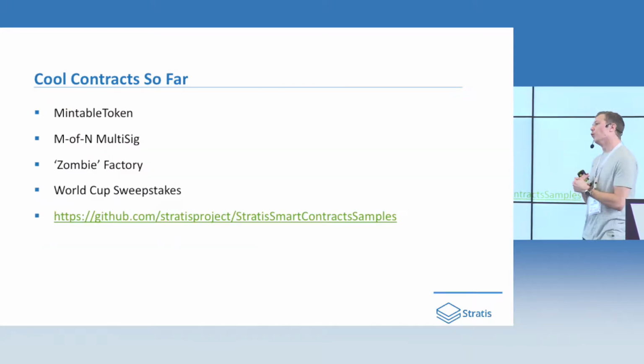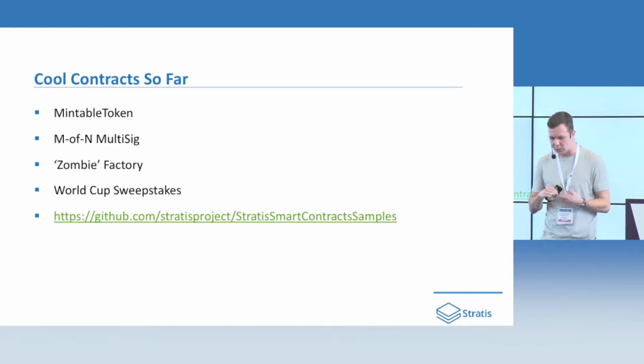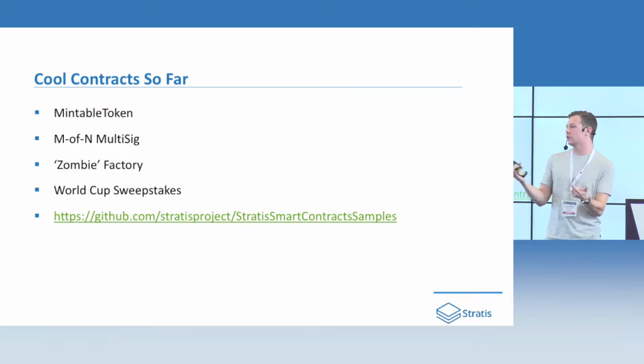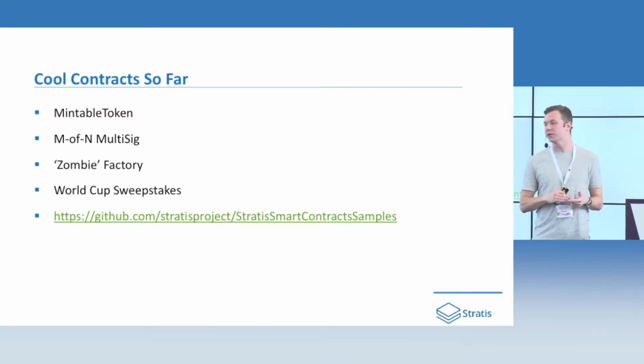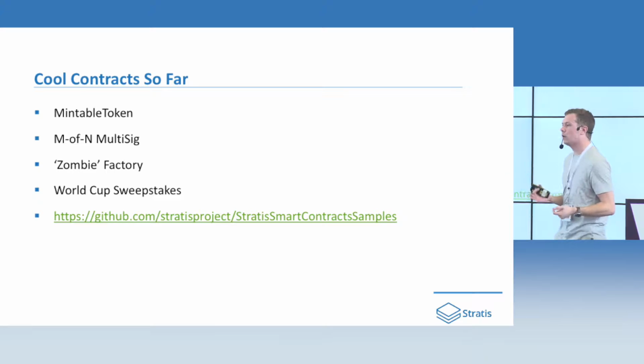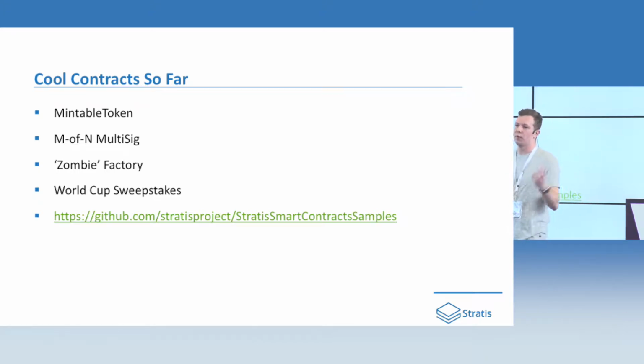So we've had a range of cool contracts that people have been building so far. To give you an idea, the first one is a mintable token. This is cool because it's kind of like an ERC20 equivalent from Ethereum that's being built in C# on Stratis. We have an MFN multi-sig wallet, so if there's maybe 5 of you and you want to only be able to send funds when 3 people agree, this is being built in C# as well.